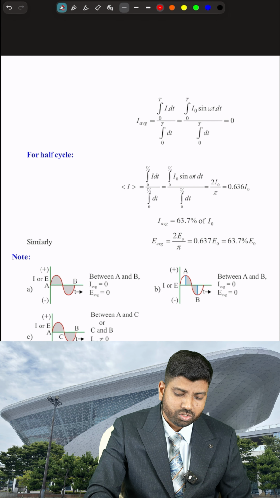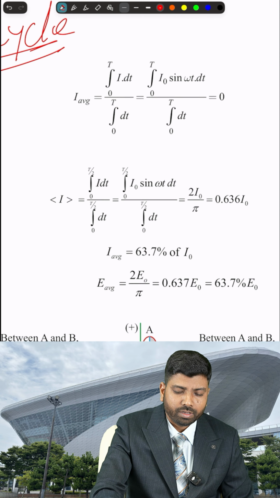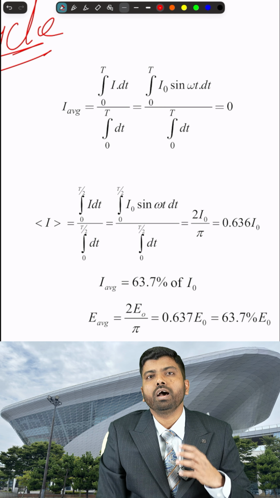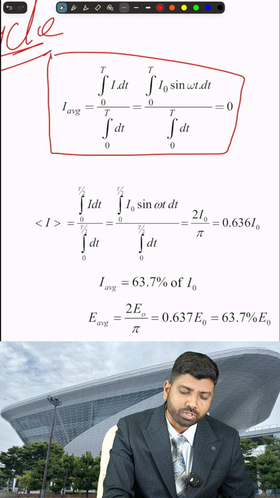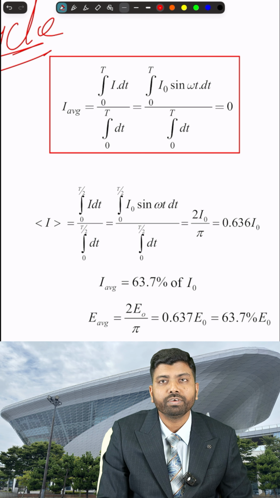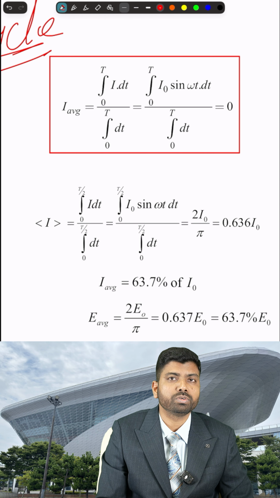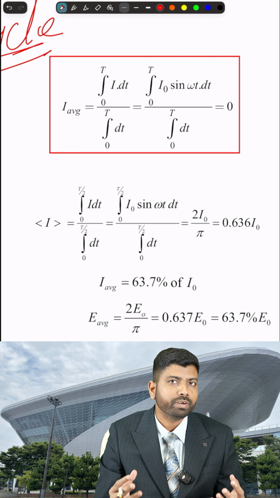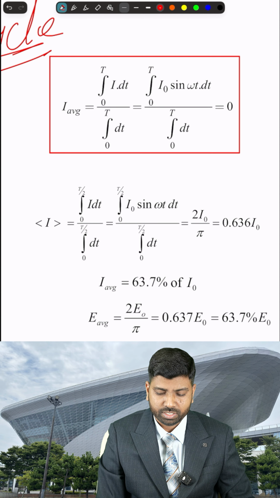So this is for your full cycle. If you want to calculate the average current in a full cycle, it is always equal to 0, a point to be noted. The derivation I have shown you here, and you have to use this method to find out whether you are going to calculate the average value of current or the average value of voltage, right?